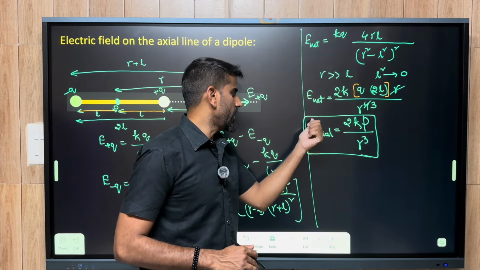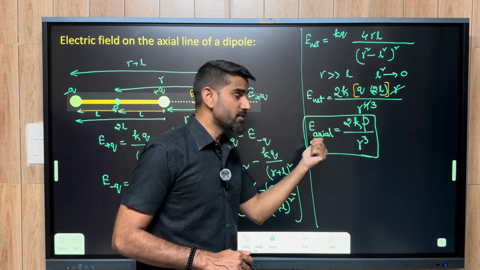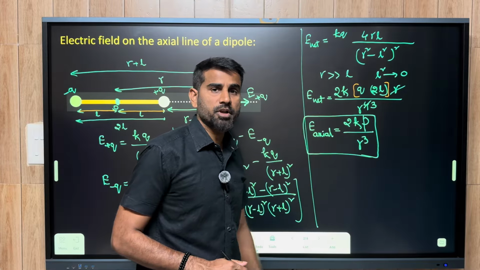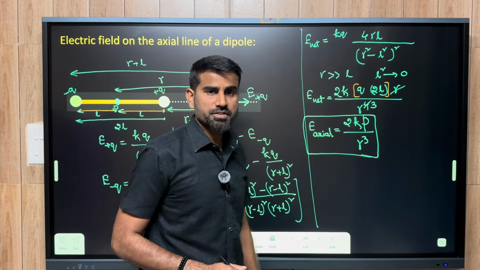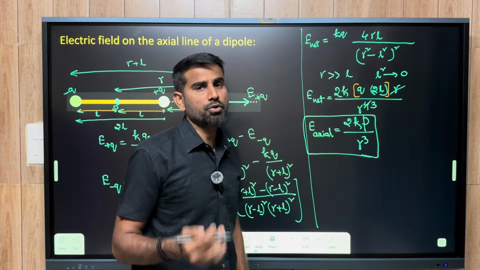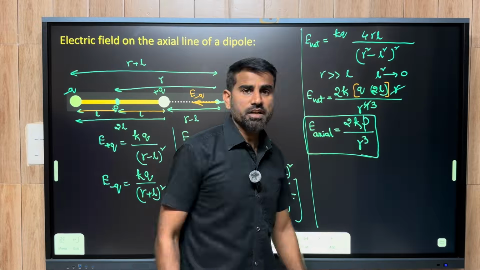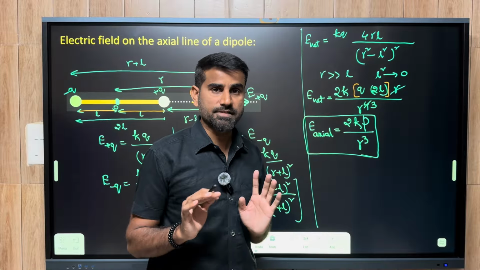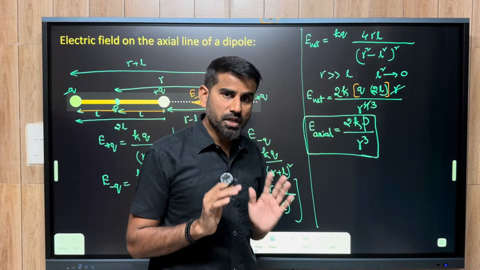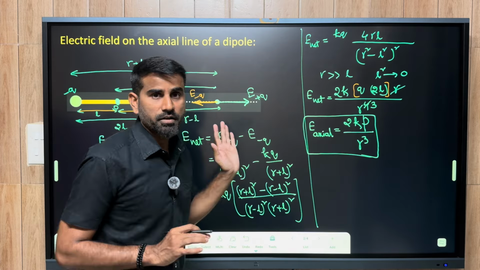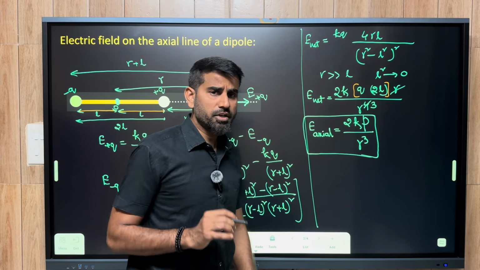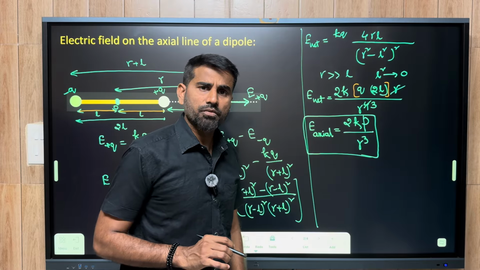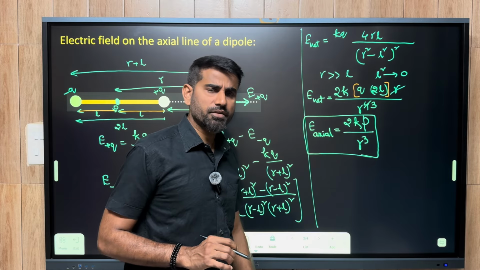So this is the electric field intensity on the axial line, 2K P by R cube, where P is the dipole moment of the dipole, K is the Coulomb's constant, which can also be represented as 1 by 4 pi epsilon naught. R is the distance to the point from the center of the dipole, not from any of the charges. It is from the center of the dipole. Clear? Right. I have already told you the dipole moment is a vector quantity. So the electric field is also a vector quantity.